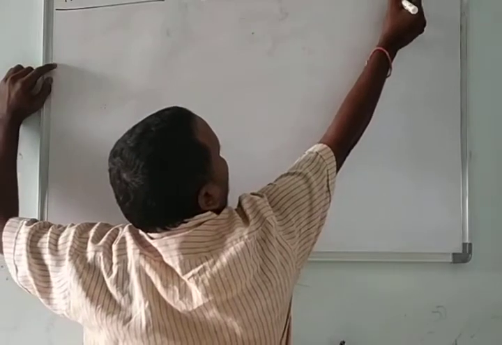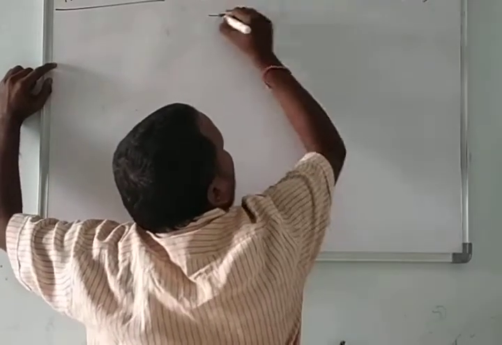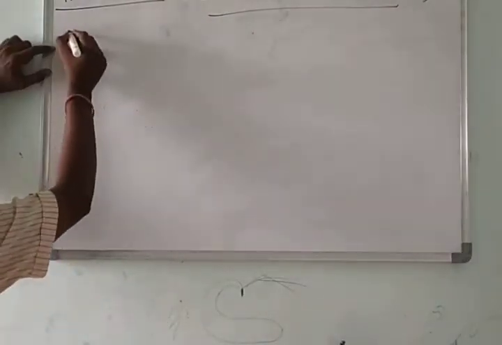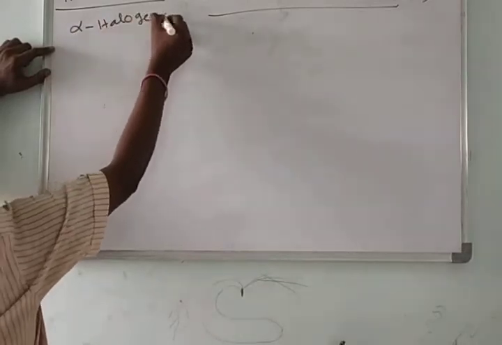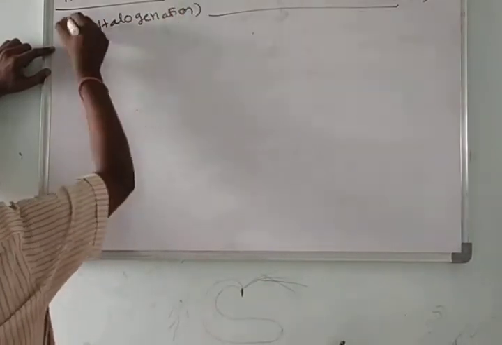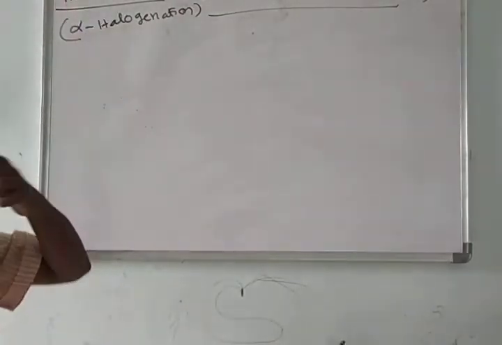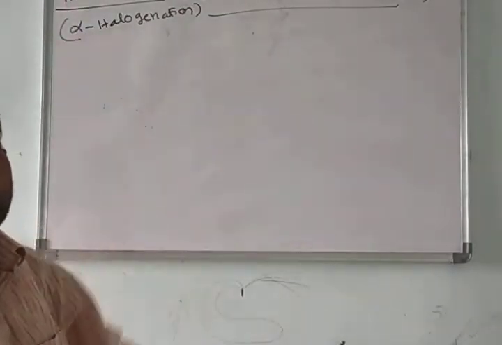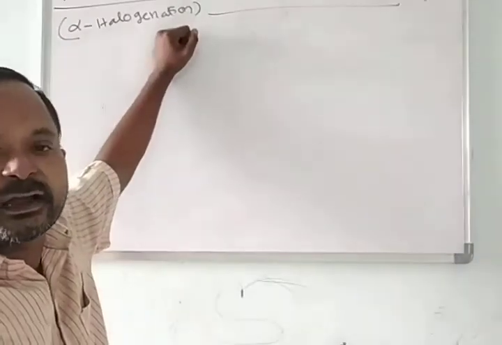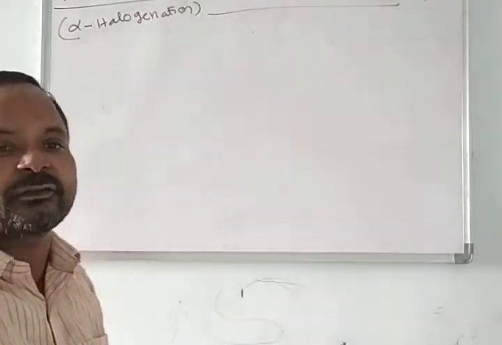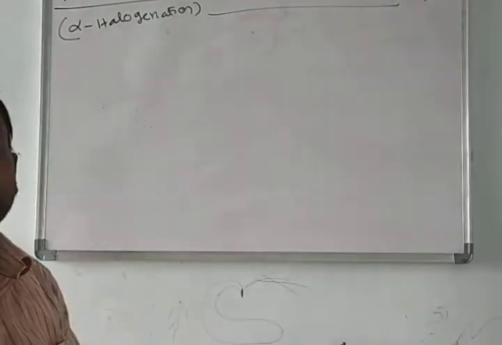Hell-Vollard-Zielinski reaction. Okay, what is the Hell-Vollard-Zielinski reaction? This is simply what we call alpha halogenation. Alpha halogenation is observed in carboxylic acids. The carboxylic acids which have alpha hydrogen are the only ones involved in the HVZ reaction.